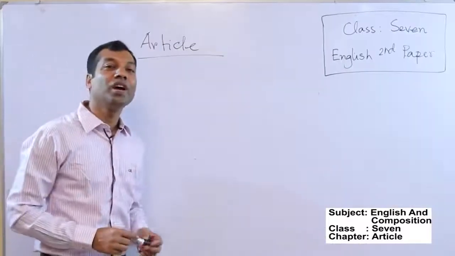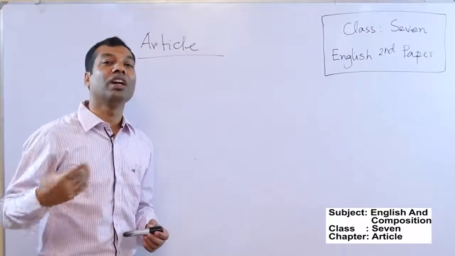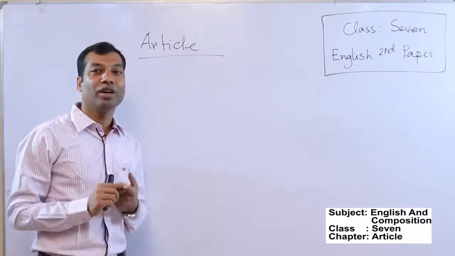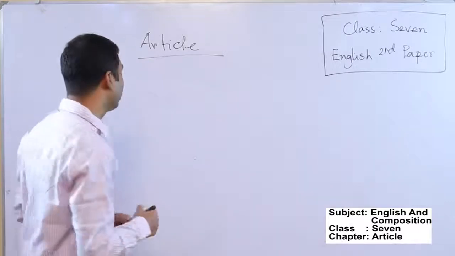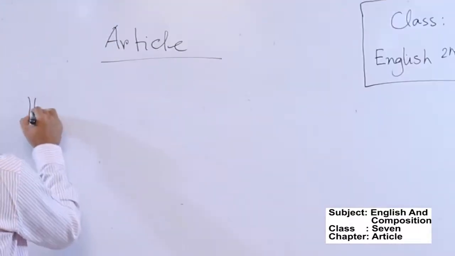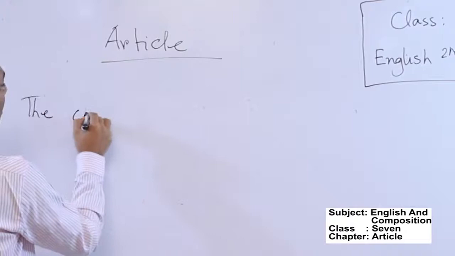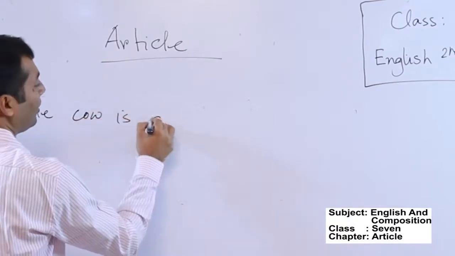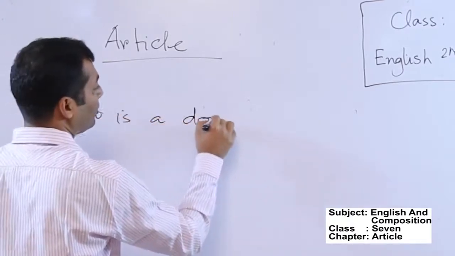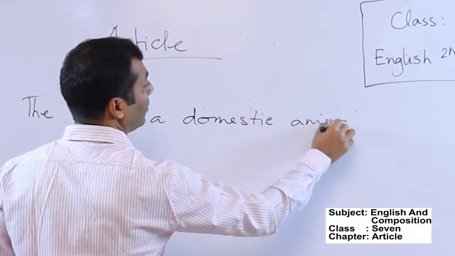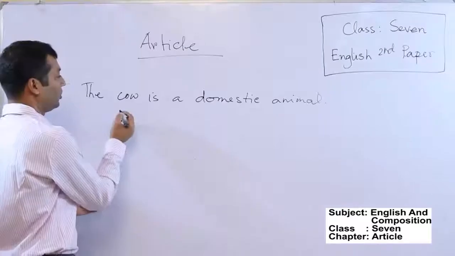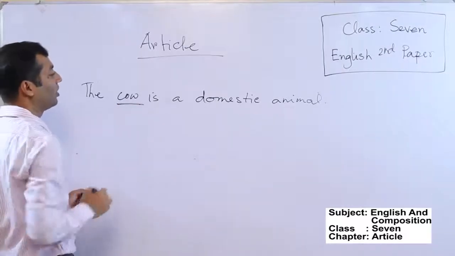When a singular common noun represents the whole class. For example, the cow is a domestic animal. So students, look at here the word cow.